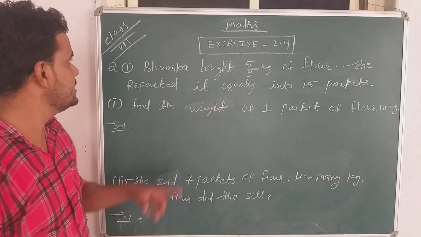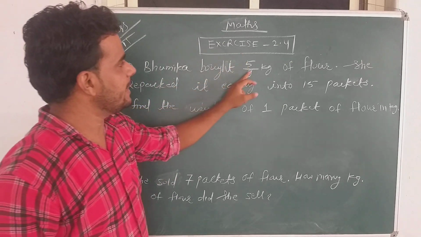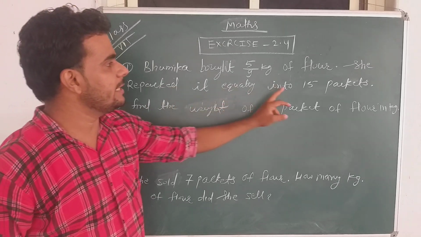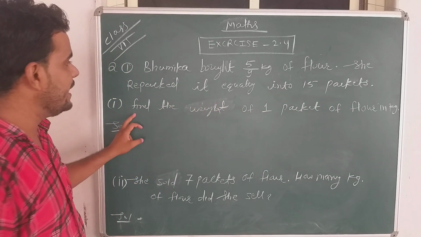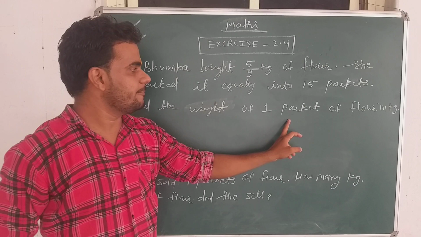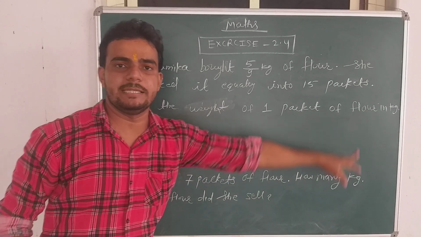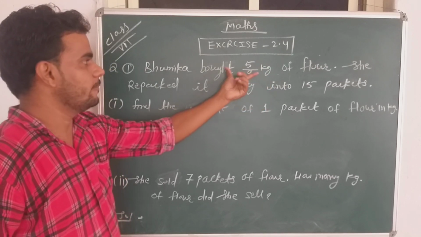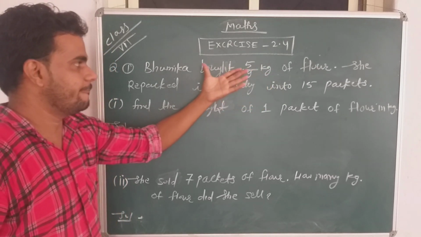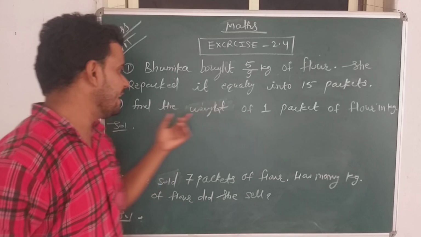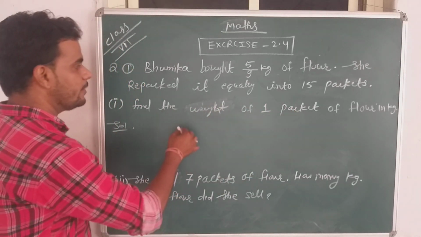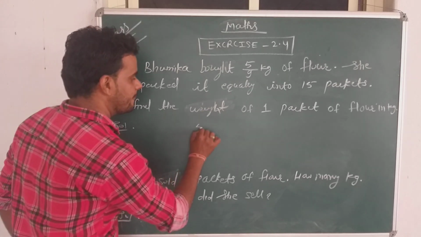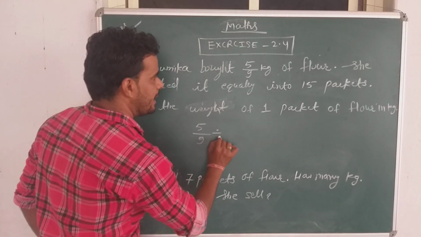Okay, the first question is: Bhumika bought 5 by 9 kg of flour and repacked it equally into 15 packets. Find the weight of each one packet of the flour in kg. It means Bhumika has 5 by 9 kg flour and she packed it in 15 packets, and we find the weight of one packet. So when we find the weight of each packet, we will divide 5 by 9 divided by 15.